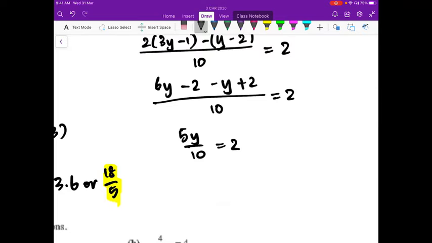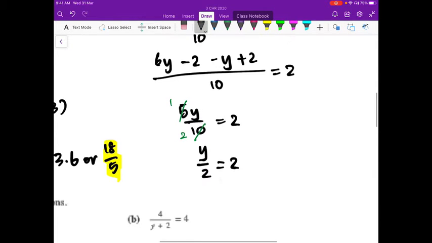Fraction equals number. But the fraction can be simplified. I've got 5y over 10. You can simplify it to become y over 2. Okay, now the next thing is fraction equals number. So y over 2 equals 2 over 1. Multiply. y equals 4.